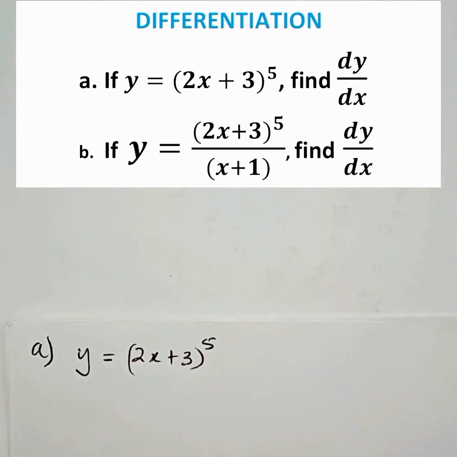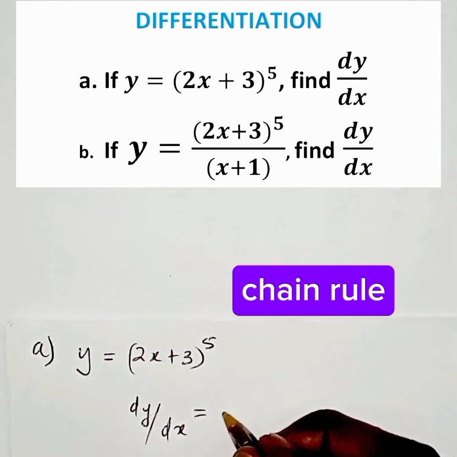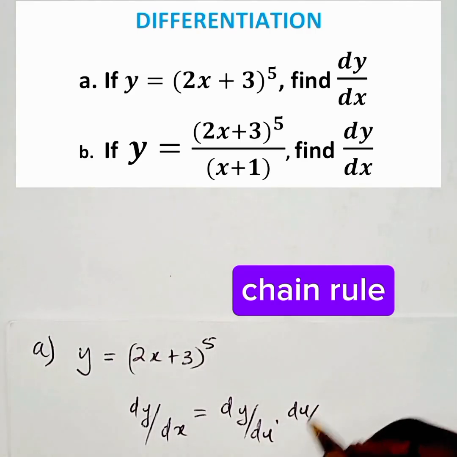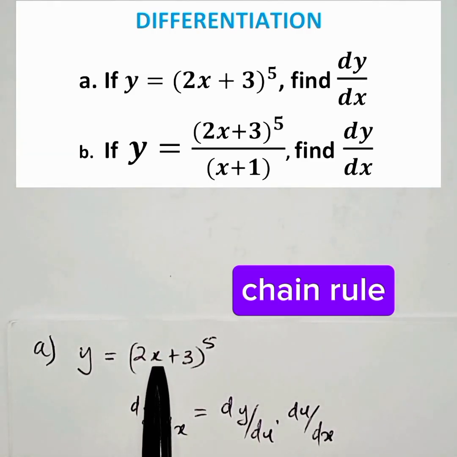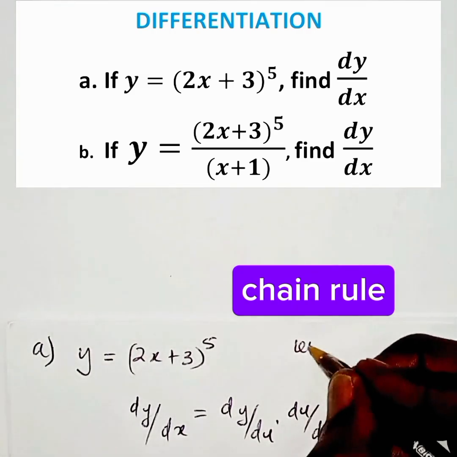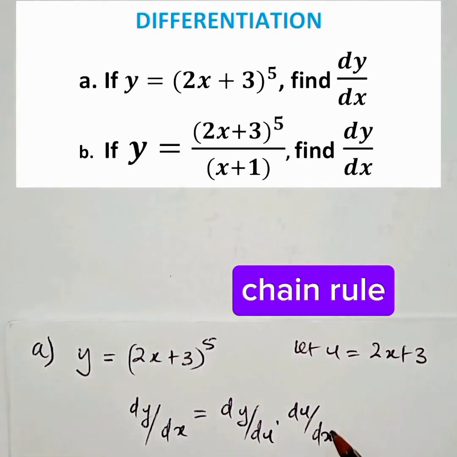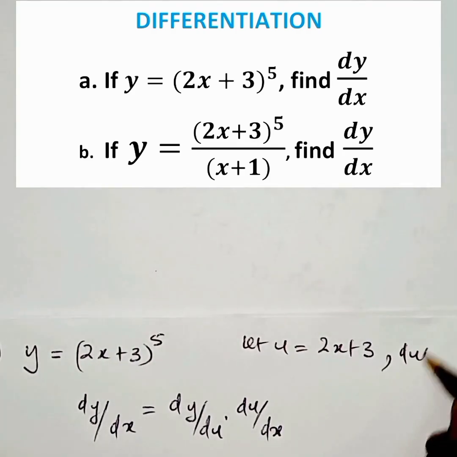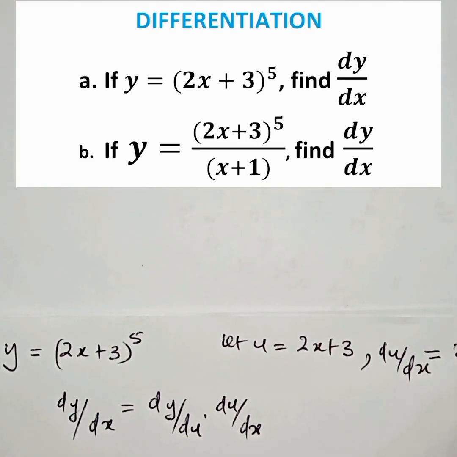Now, when you're using the chain rule, you are going to say dy/dx is equal to dy/du times du/dx. All right. Now we're going to let u be equal to 2x plus 3. So we say let u be equal to 2x plus 3. Now we can find du/dx. So we say now du/dx is equal to 2.